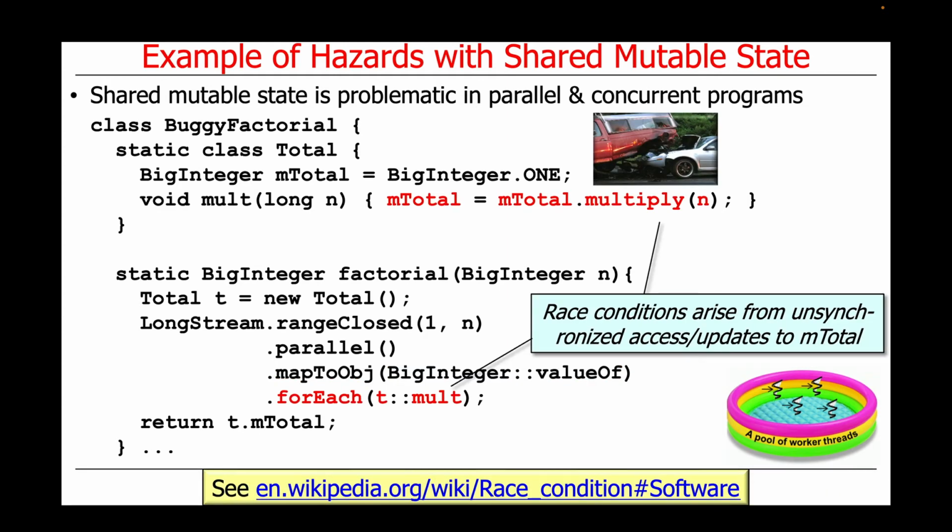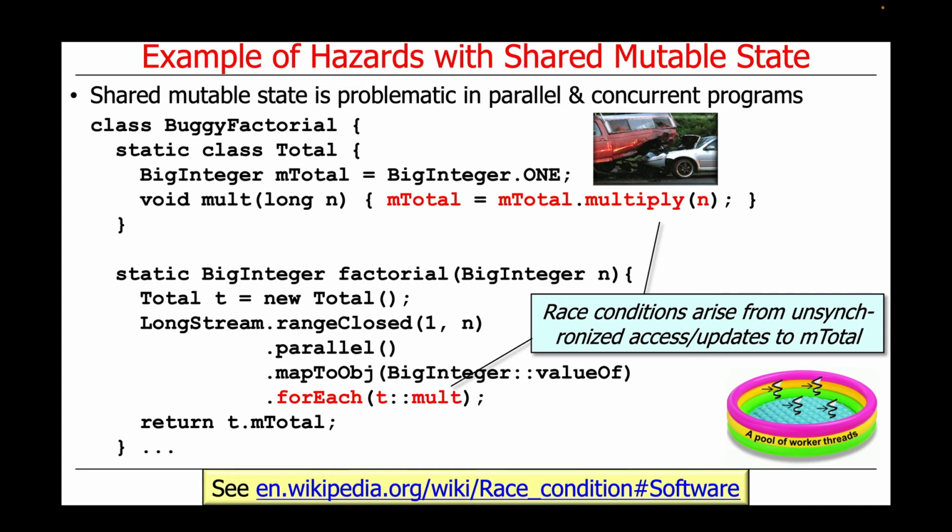However, the forEach method, which is the terminal operation of this stream, is where the problem arises. The forEach method, as you probably recall, is a terminal operation that has all the other parts of the stream run and then performs some side effect action, which in this case is to call the mult method on variable t of type Total. And if you go and take a look at what the mult method does, it multiplies the mtotal shared field by n, which is the parameter passed in.